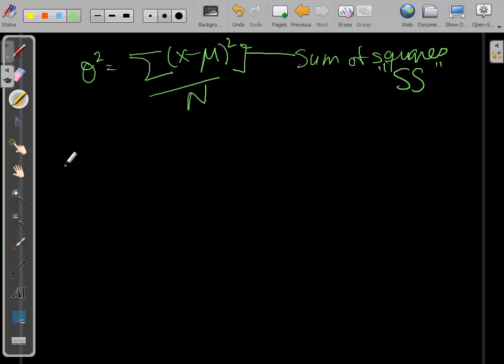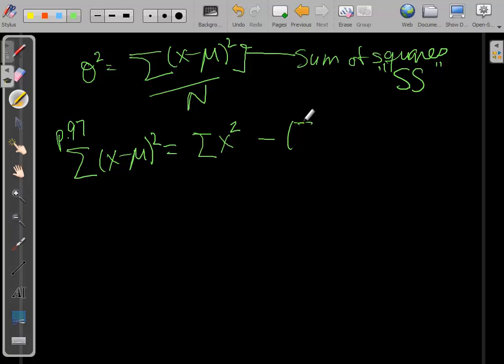If you expand that out and do a bit of algebra, you could show that the top part, the sum of squares, when you write it as a squared deviation, the sum of the squared deviations, that's where the sum of squares comes from, by the way, we can actually write it like this: the sum of the x's squared. By the way, I'm referring to page 97, and down at the bottom it says computational formula. So we look at the sum of the x's squared minus the sum of the x's, all of that squared divided by the population total.